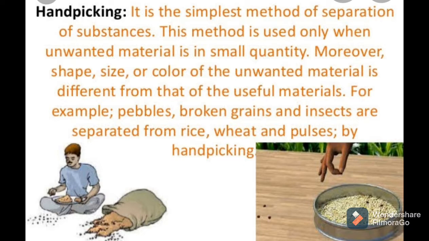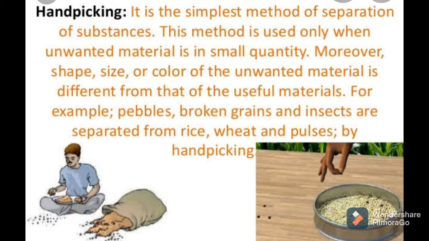And one more thing is that the shape, color and size of the impurity is completely different from that of the rice or pulses, so in this case the hand picking method is very useful. So where do we use the hand picking method? When the useful substance is in larger quantity and the unwanted material is in smaller quantity, and also the shape, size and color of the unwanted material is different from the useful material. An example is pebbles or small stones separated from rice, wheat and pulses.